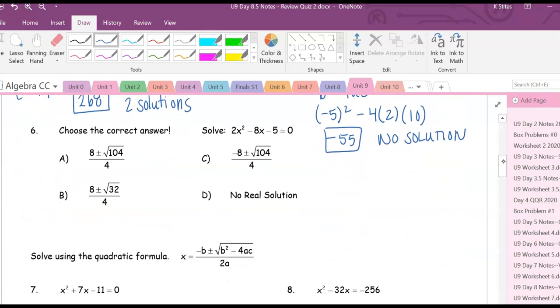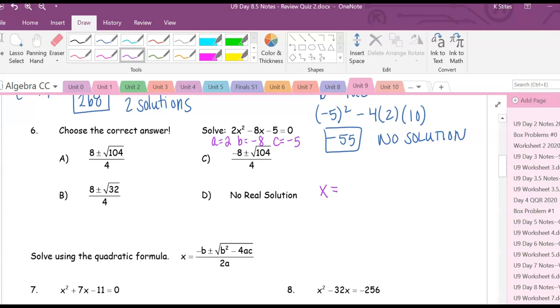All right, before we get to the quadratic formula, this one is multiple choice. It's kind of a gateway into our full quadratic formula. So again, first we're going to identify our a value, which is 2. Our b value is -8, and our c value is -5. And now we'll go ahead and plug in our numbers.